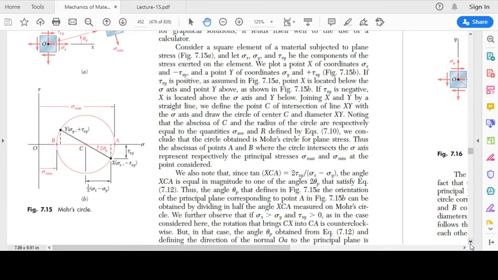So we can find the principal stresses, we can find the maximum in-plane shear stress, we can find the angles made by the principal planes, and we can also find stresses on any oblique plane. So almost everything can be found from the Mohr circle.